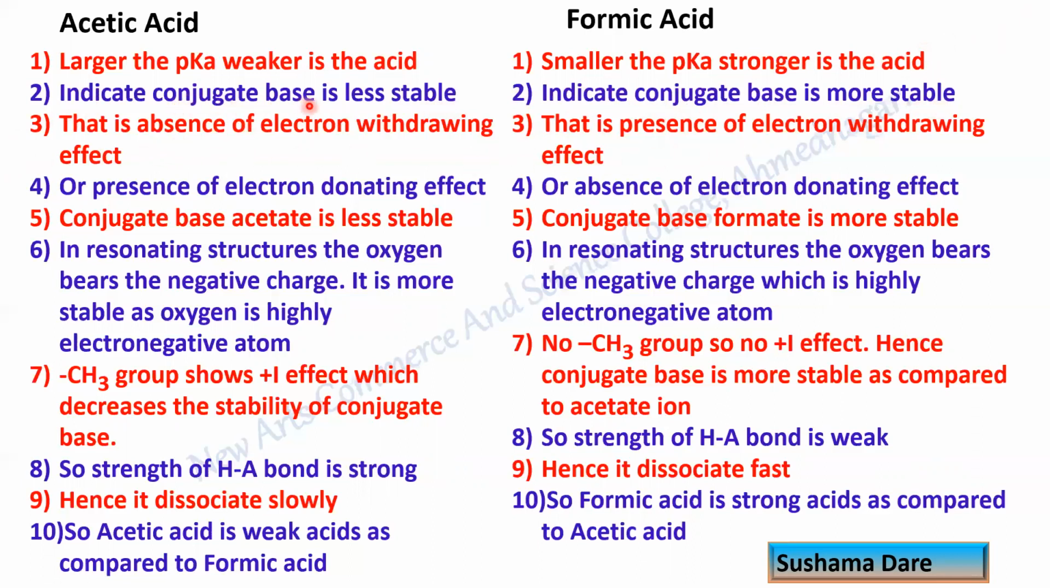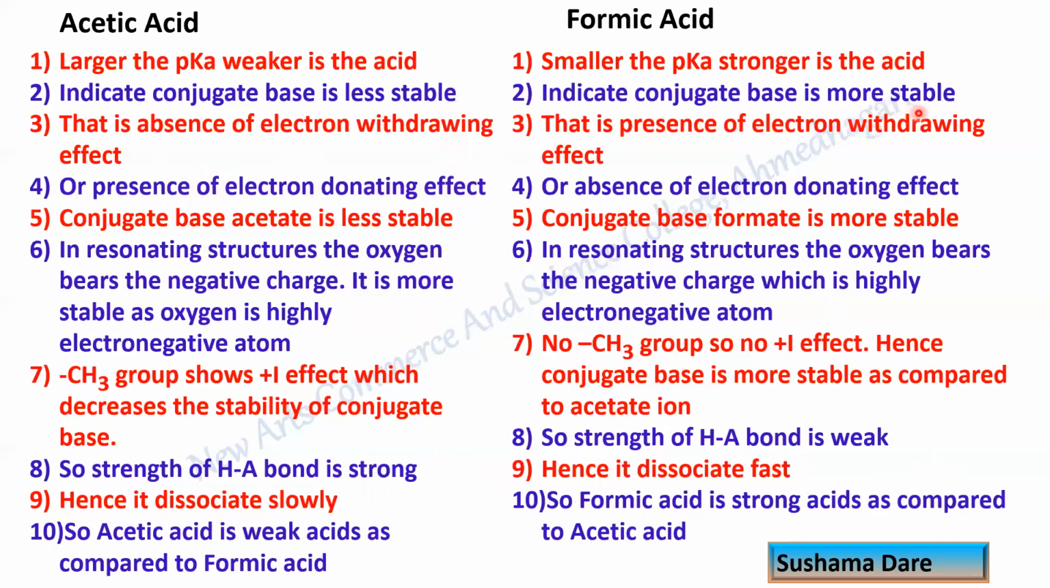Why is the conjugate base less stable? The answer is either there is an absence of electron withdrawing group, or instead of an electron withdrawing group, there is a presence of electron donating effect. So when the conjugate base is less stable, two factors are possible: either absence of electron withdrawing group or presence of electron donating effect.